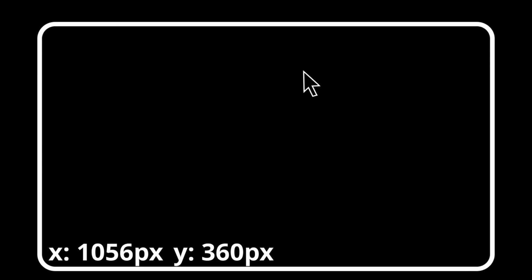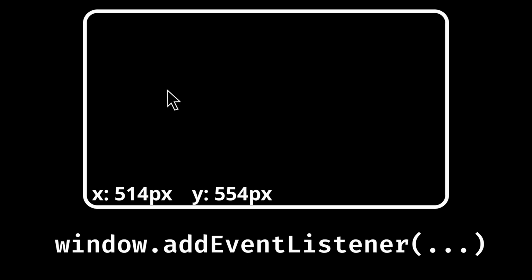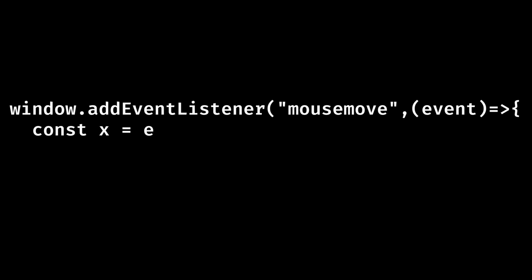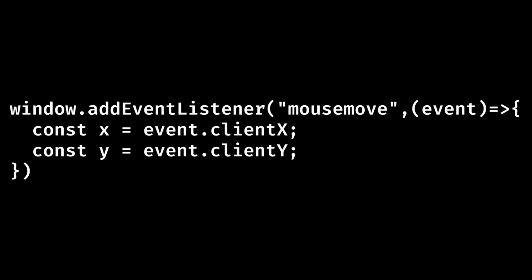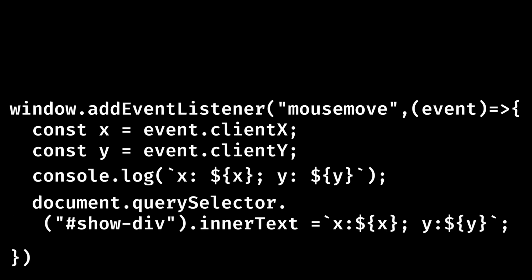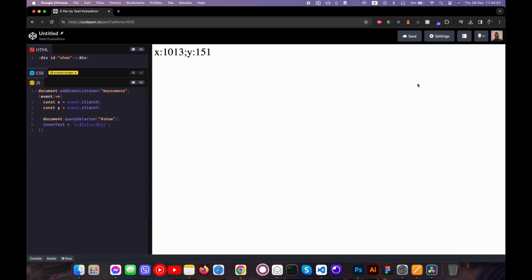Moving on! To get the mouse cursor position on the screen and keep getting it as it moves around, we have to use an event listener. So let's create one. And to get the X and Y of the cursor at any given time, we just have to extract them from the event object. Perfect. And if we add them to a console log, or better, to the DOM, we can clearly see the coordinates of the mouse. Sweet.